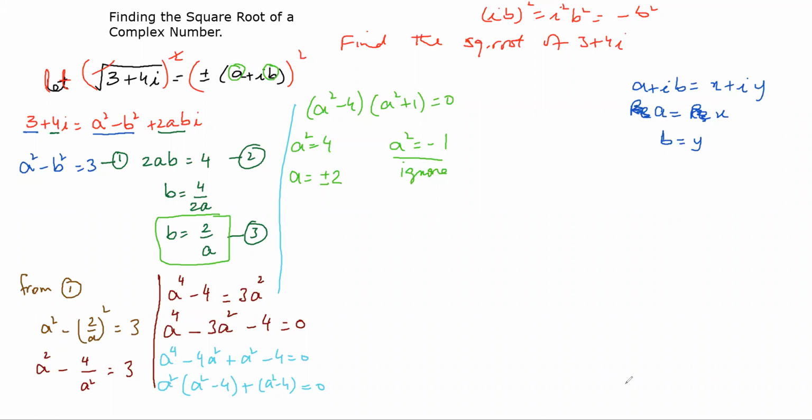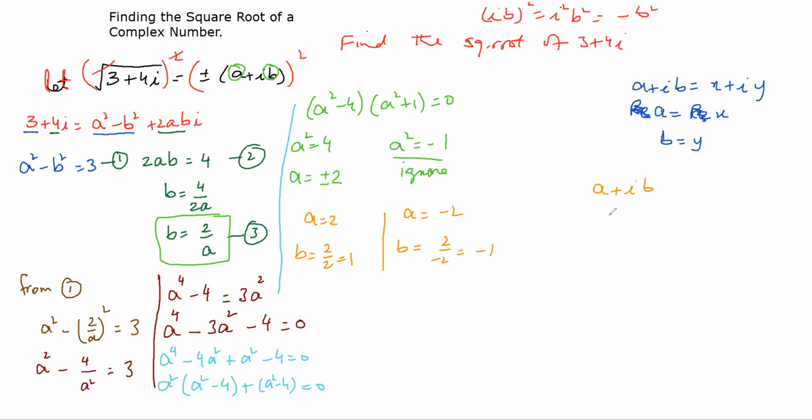So now we say that when your a is 2, then your b is going to be 2 over 2, so that is going to be 1. And when your A is minus 2, your B is 2 over minus 2, so that is going to be minus 1. So you suppose that this is going to be A plus iota B.